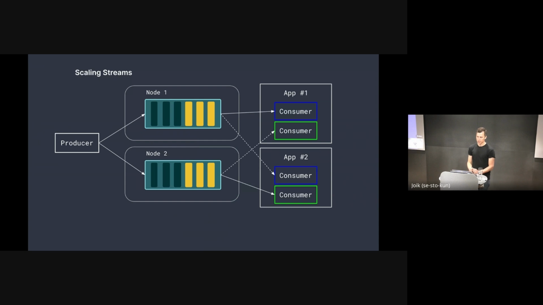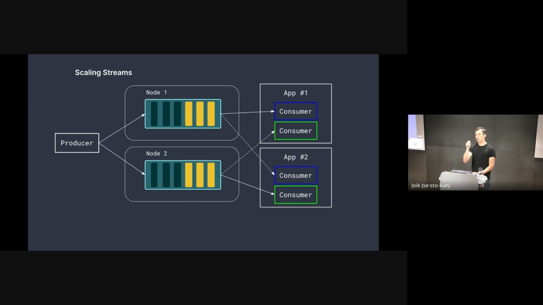And using this single active consumer, that will allow for only one consumer from this group to consume from that stream. So for example, if we look at the blue consumer in application number 1, that's the one consuming messages from the first stream. The blue consumer in application number 2 has a dotted line. That means it's just idling. It's connected, but it doesn't consume any messages.